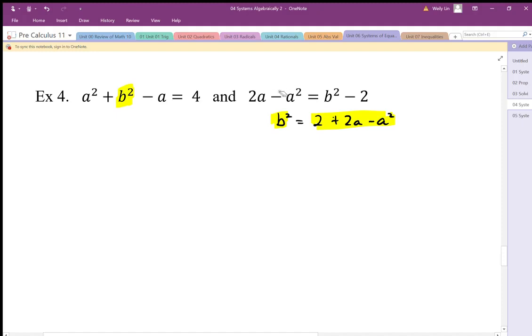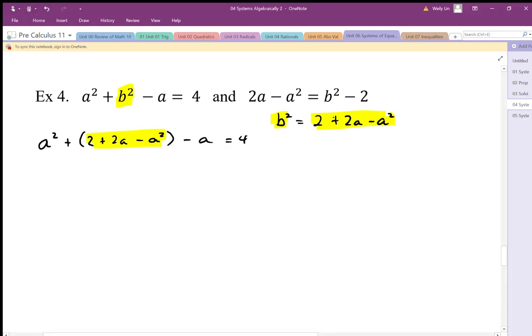Now that would have been very difficult to do with the A and the A squared, but since we have only a B squared here and only a B squared here, that would be the easier choice to do the substitution. So I'm going to substitute an equivalent for B squared, which is 2 plus 2A minus A squared, and then minus A equals 4. So here I've done, again, my like for like substitution, like for like replacement.